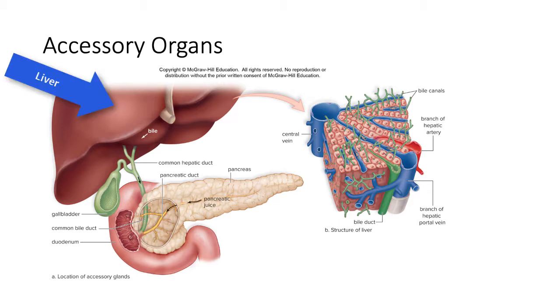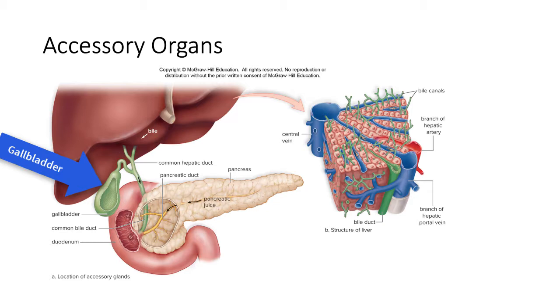The liver is the largest organ in the body and has many different functions. It detoxifies blood and stores glycogen, iron, and vitamins. It also produces the plasma proteins in the blood. In regards to the digestive system, the liver produces bile, which is then sent to the gallbladder for storage. Bile is released when you eat a meal containing fats.